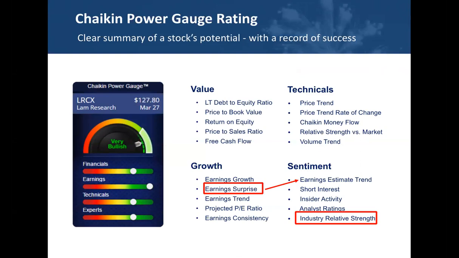So value is 35% of the model. Within value, price to sales and free cash flow to market cap are the most significant weights. They're 22% of the model.